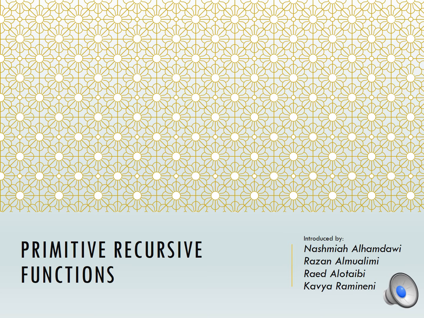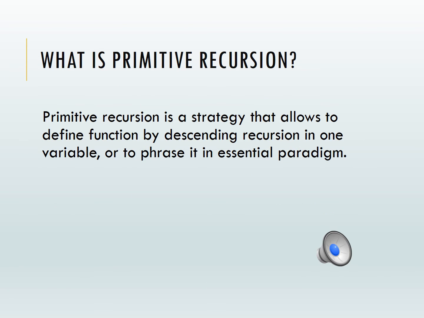Today we will present the result of our survey about primitive recursive functions. Primitive recursion was first introduced as a method by Richard Dedekind in 1888 and was explored in much more detail by Skolem, Ackermann, and Péter in the 1920s and 1930s.